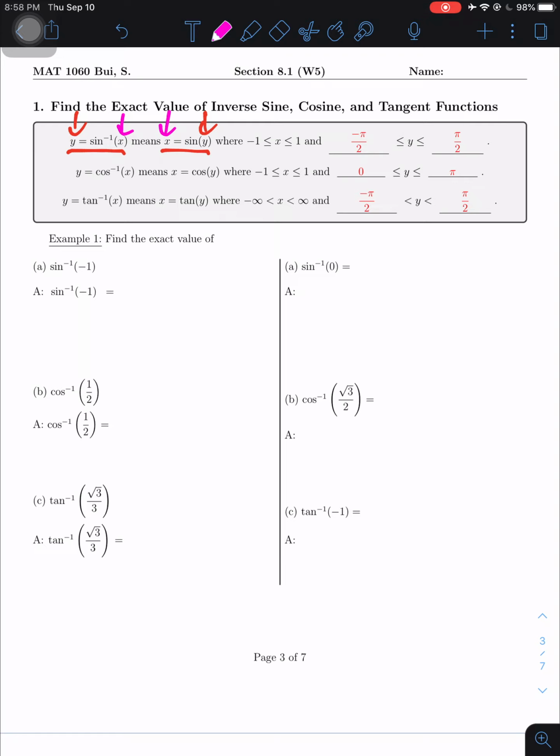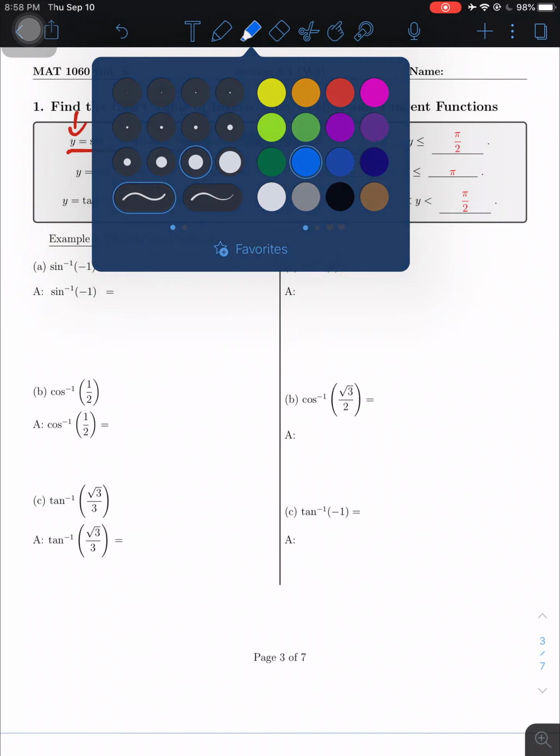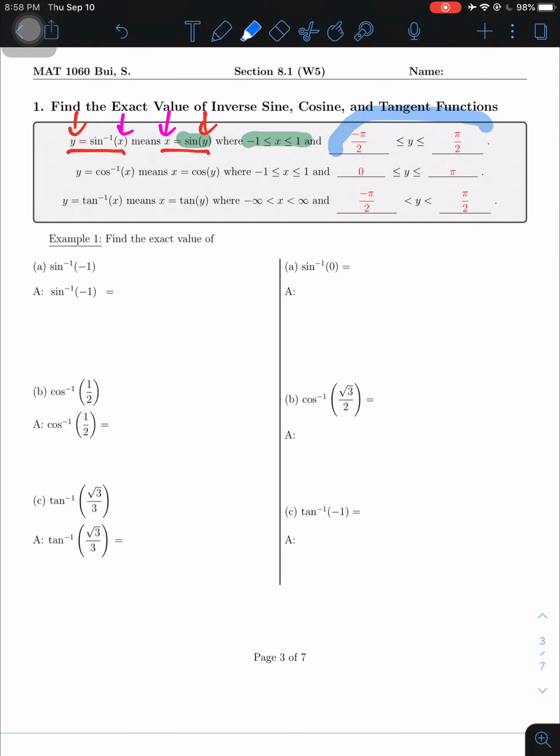Okay? So in terms of restriction for x, we have from -1 to 1 because we talk about the sine function. And in terms of y, let me put it in blue, we're gonna have from negative pi over 2 or negative 90 to 90. Okay, and what else? If you can't remember it, I'm gonna show you guys a quick trick to remember this in a second, and it will all make sense why we have it like this.